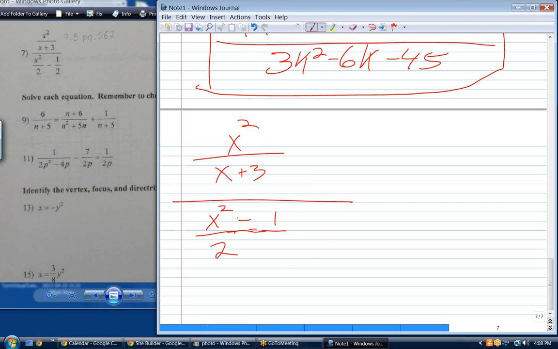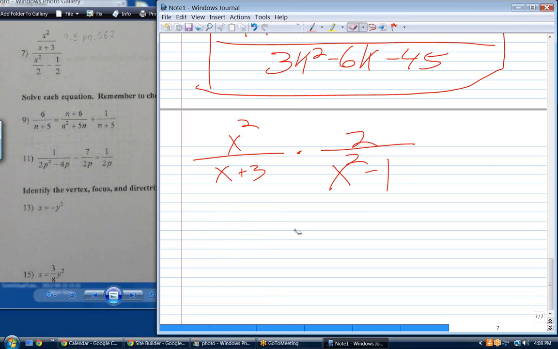Now that I have it as a single rational function, I can go ahead and flip it and multiply. So instead of dividing this by this, I'm going to multiply it by 2 over x squared minus 1. So the problem has now become this.